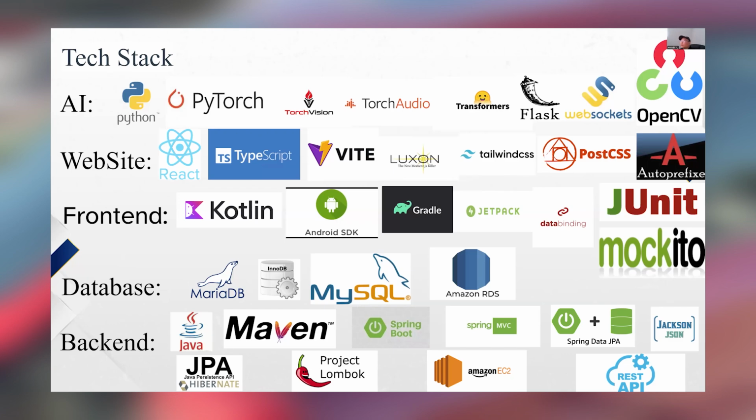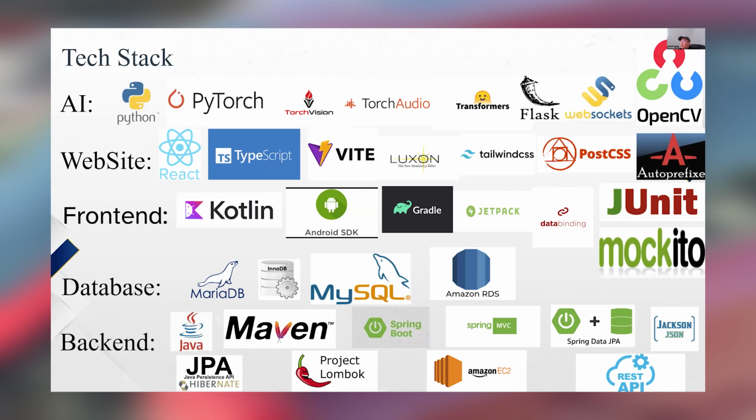Hi everyone, so I will now provide an overview of the key technologies we used in our project. This is our tech stack page. As you can see in the AI part, we used Python and PyTorch to build our core model and used OpenCV for video processing. For manager web development, we chose React and TypeScript, with the Vite build tool. On the mobile side, we developed the app using Kotlin with the Android SDK and built it using Gradle.